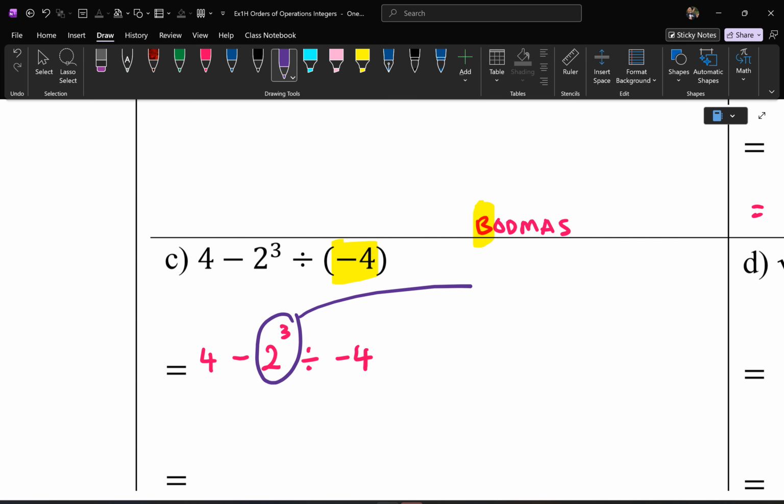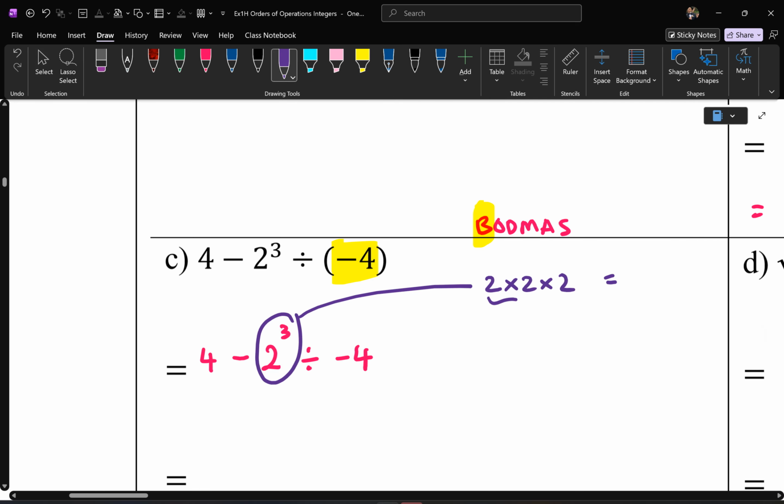Like, what does it mean? Very good. A lot of students get confused and write 2 times 3 and say it's 6. It's not that. 2 cubed means 2 times 2 times 2, not 2 plus 2 plus 2, because 2 plus 2 plus 2 is 6. That's correct, but this is 2 times 2 times 2.